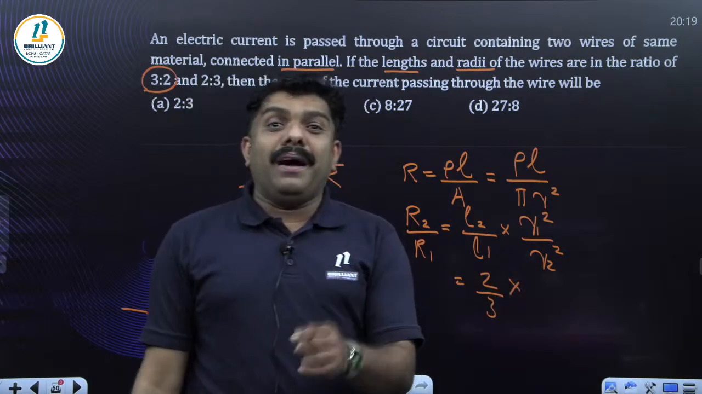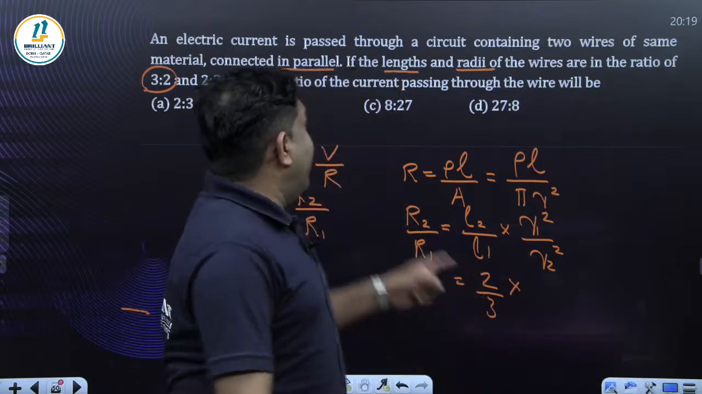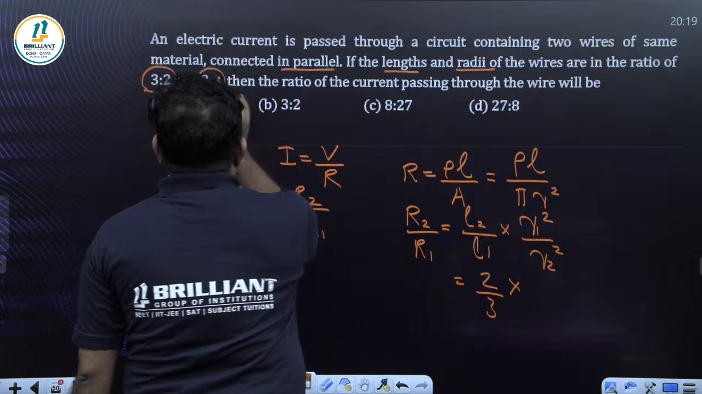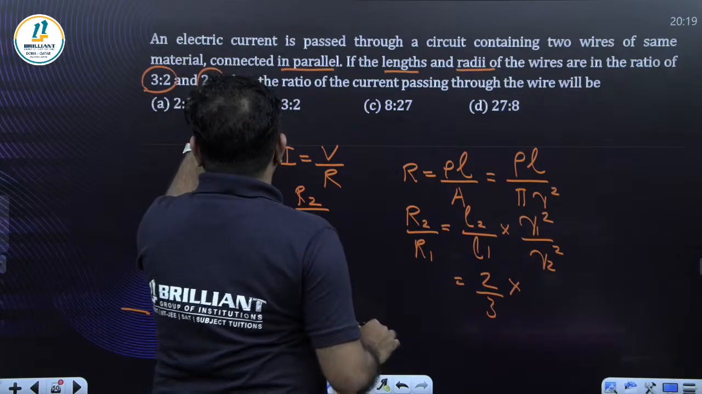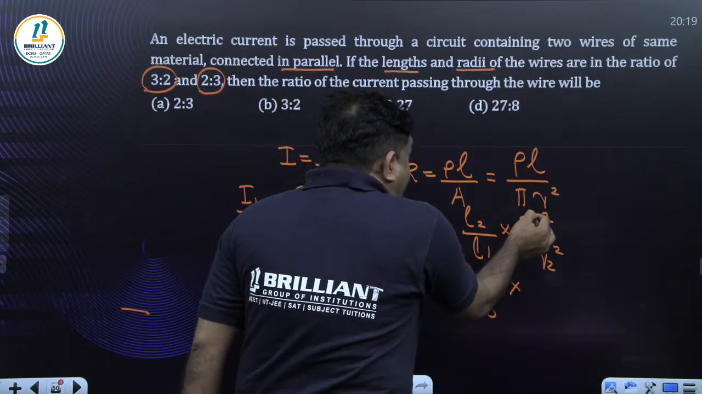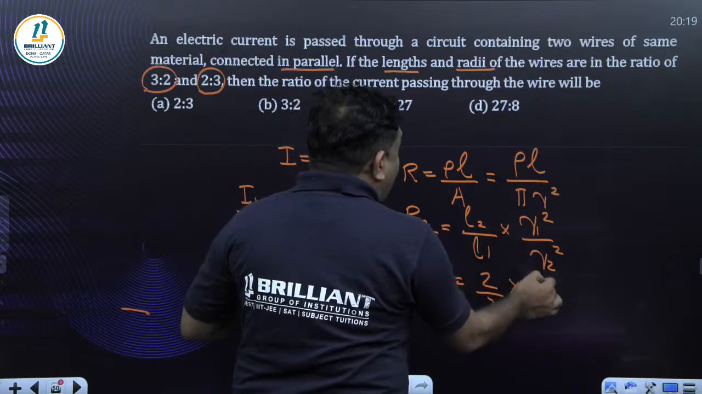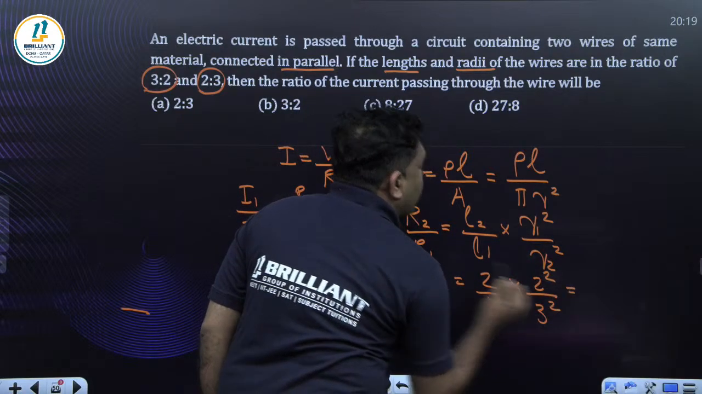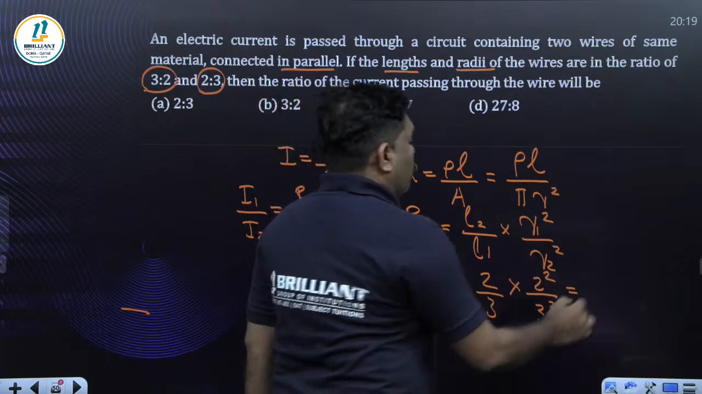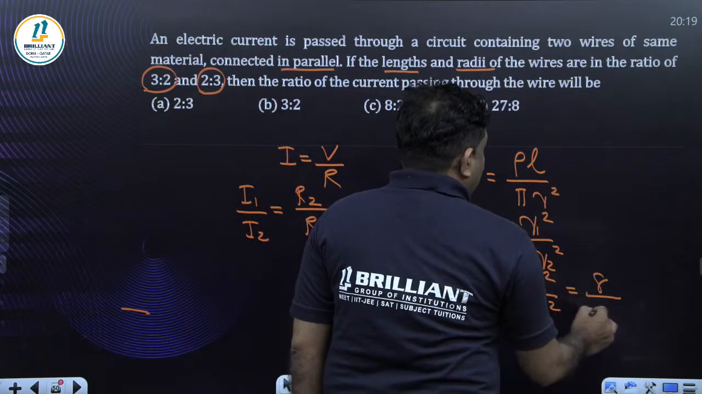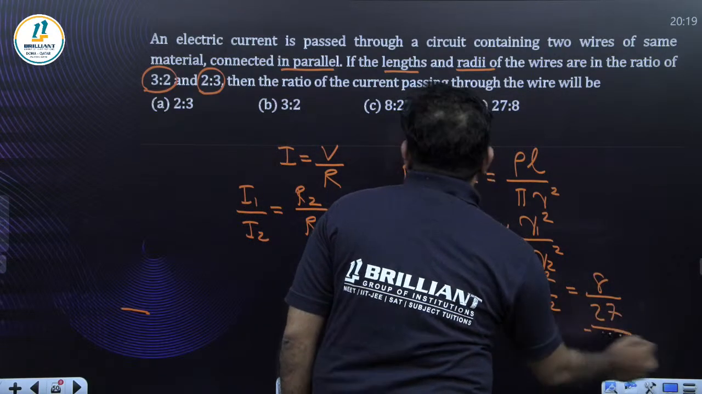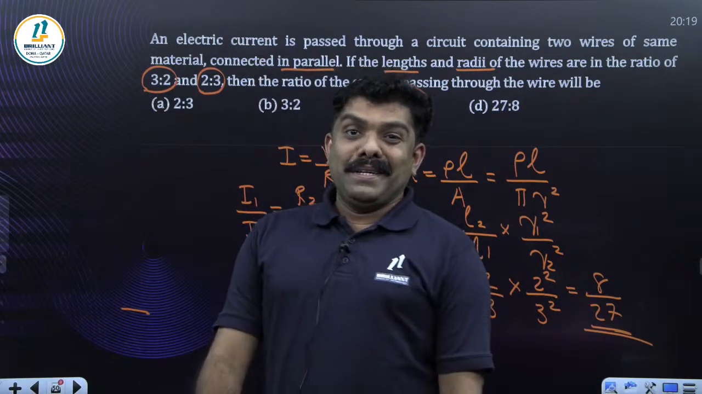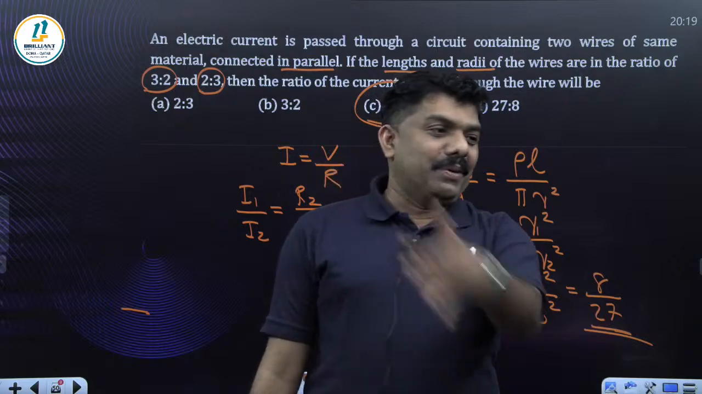So we can say 2 by 3 into. Now R1 by R2 ratio is given here, that is equal to 2:3. So I am writing 2:3 is the R1 by R2, but I need R1 square by R2 square. So 2 square divided by 3 square. So 2 into 2 square is 8 and 3 into 3 square is 27. So the ratio is 8:27.